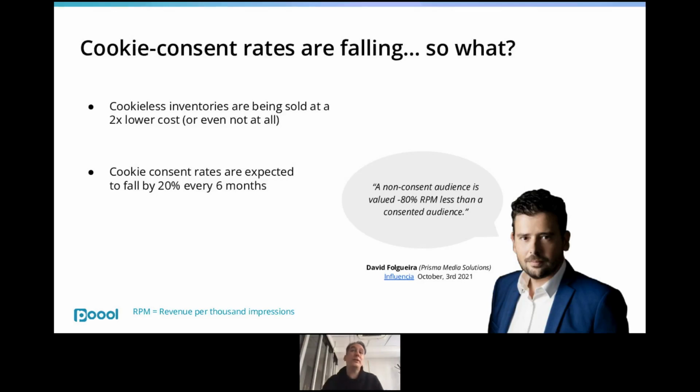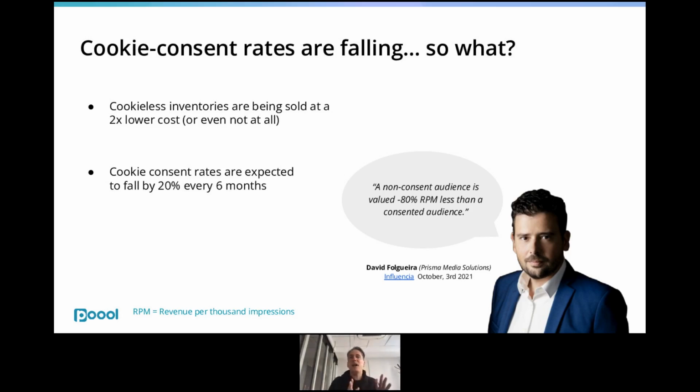So that's the doom and gloom part of the business. And if we take each of these different parts, one is the cookie consent. Why does it matter? It matters because, bottom line, cookieless inventories are being sold at half the value of an inventory which is consented. The reality is it could be zero for some publishers. We got a quote here from Prisma, David there, where he admitted that the revenue per 1,000 pages is 80% less than when they have consent.